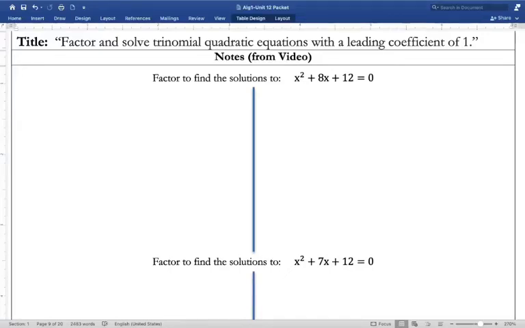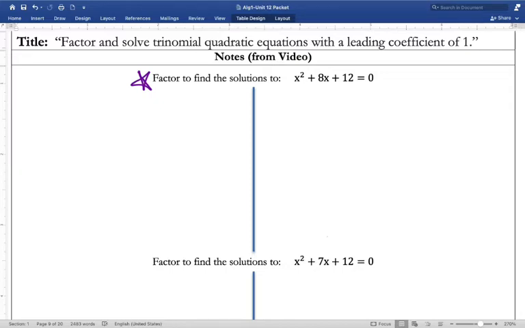We're going to turn our attention to factoring and solving trinomial quadratic equations. But what we're going to focus on is having a leading coefficient of 1. And so, in our first example, which I'll put a little purple star by, we're going to factor to find the solutions to x squared plus 8x plus 12 equals 0.